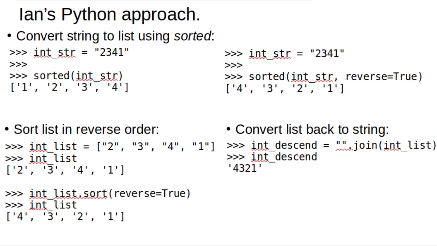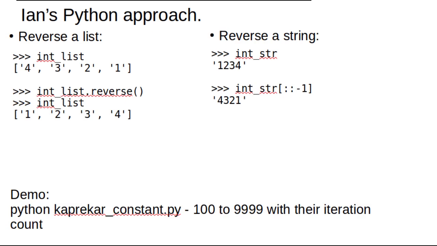Anyway, so to reverse a list, int list reverse is a method, and this is the old colon colon minus one. That's sort of generally known for reversing a string. Okay, so if I go back to my, see the trouble with Python's half-open convention. You know, when you do an ascending range, you specify the lower bound, and then one past the upper bound. It doesn't look so nice in reverse.